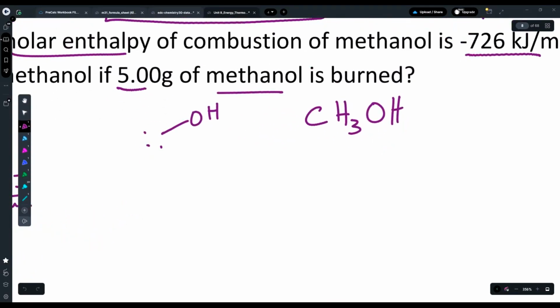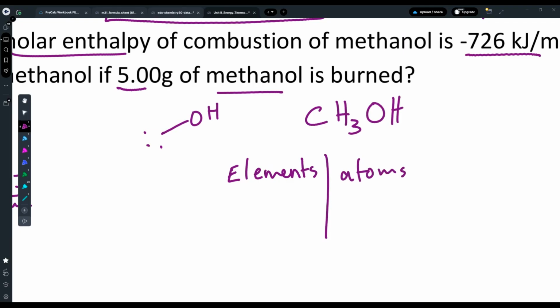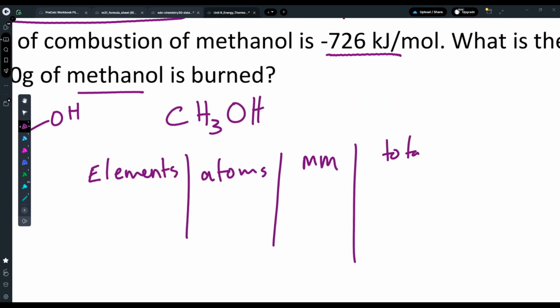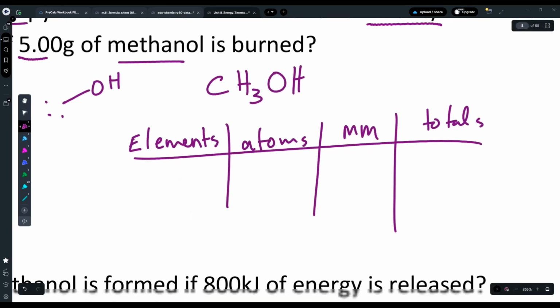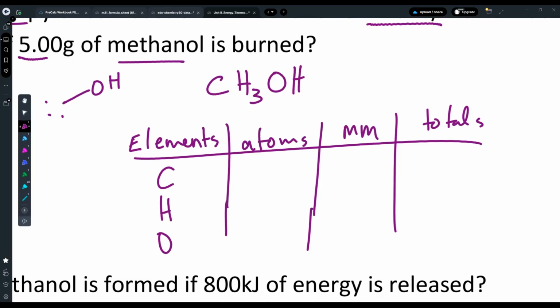All right, so how you calculate molar mass is you want to break it down by what elements you have, and then how many atoms of each element you have, and then the molar mass of each of those elements, and then we're going to do a totals column. So we have carbon, hydrogen, and oxygen. How many atoms of carbon? We have 1. How many atoms of hydrogen? We have 3 plus 1, so we have 4. And we have 1 oxygen.